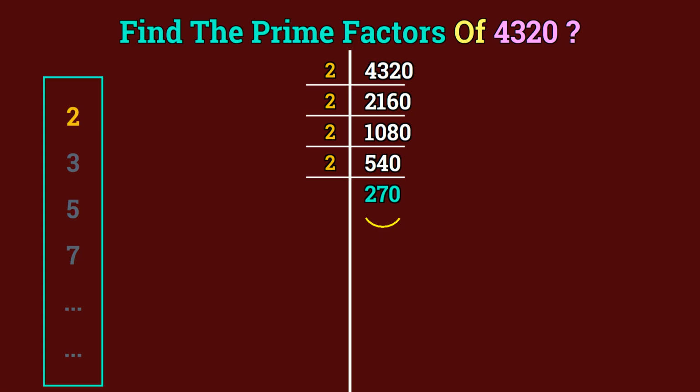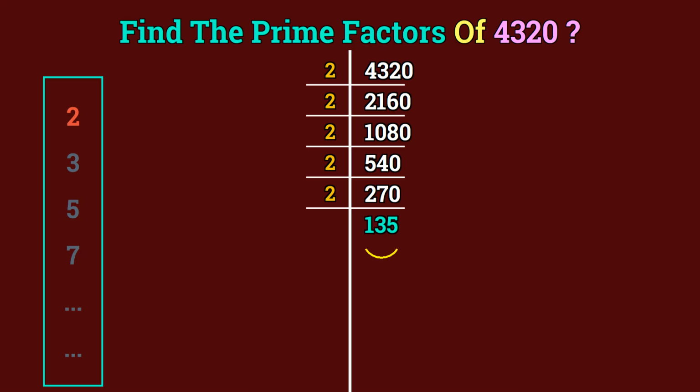Dividing 270 by 2, which equals 135. Dividing 135 by 2, the result is not integer. Since the result is not integer, so we will try to divide by the next number.